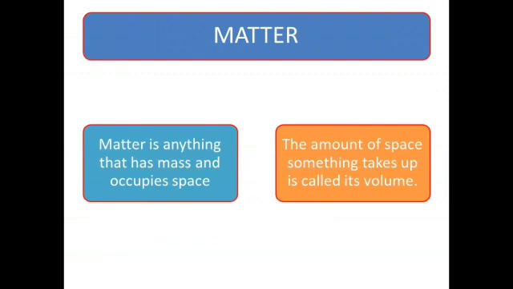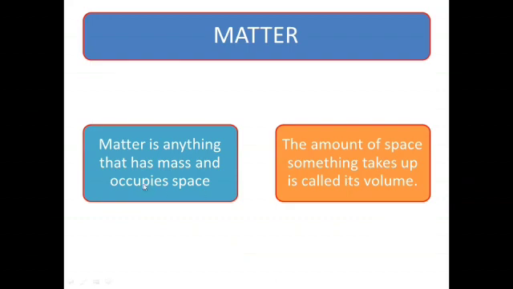Everything around us, air, water, pen, is made up of matter. Now, what is this matter? Matter is anything that has mass and occupies space. And what is this space? The amount of space that is taken by something is called its volume.